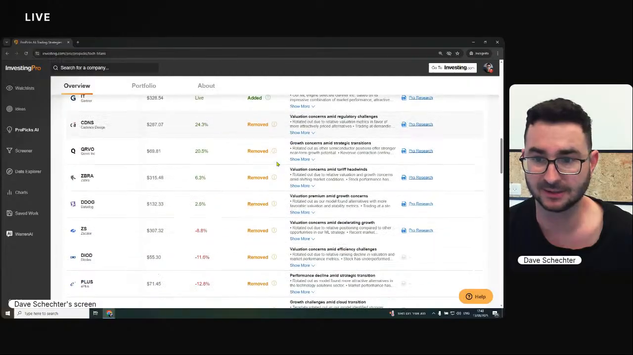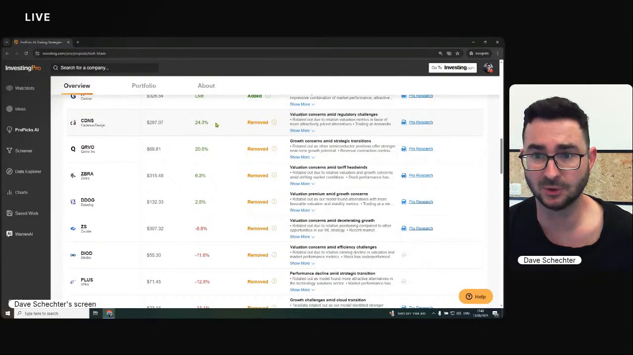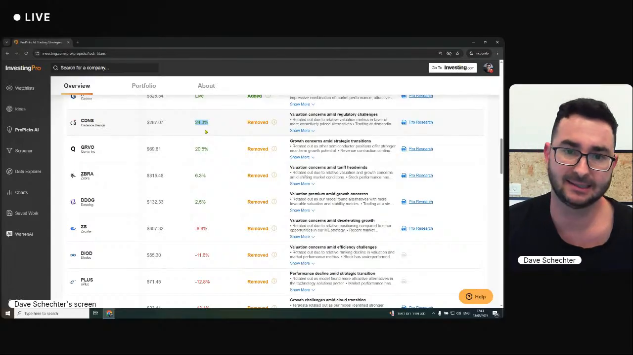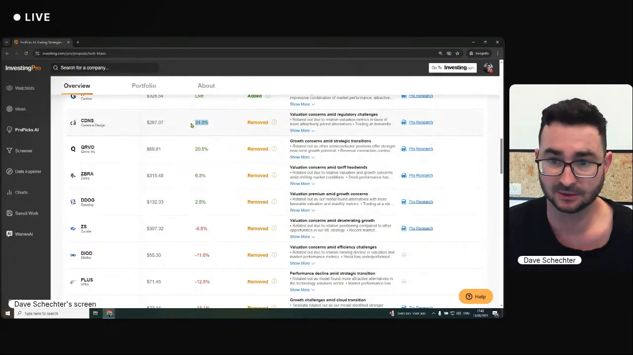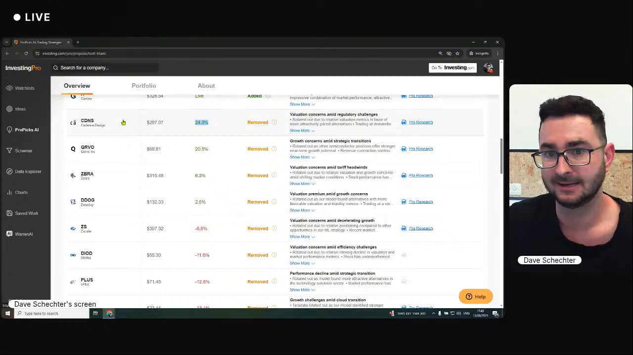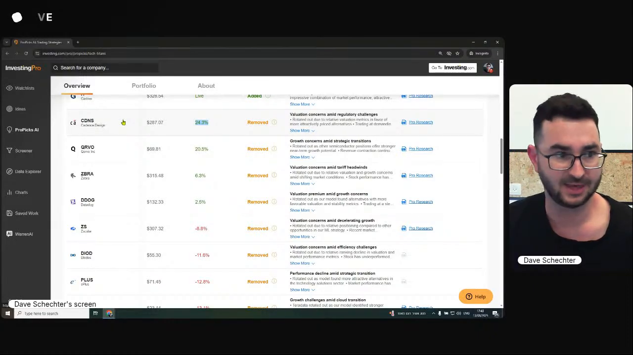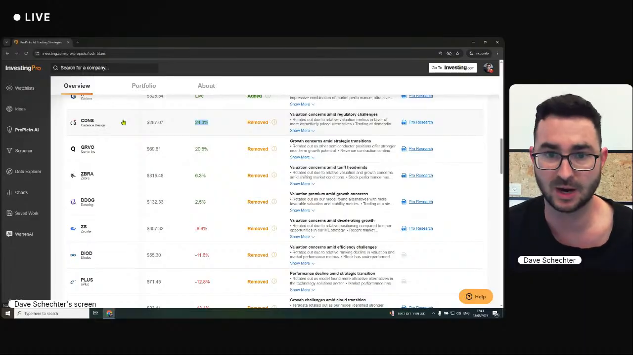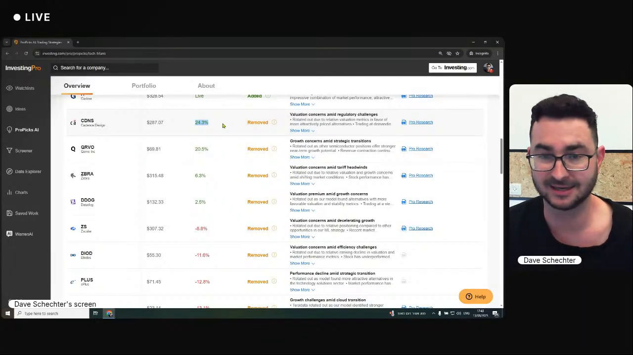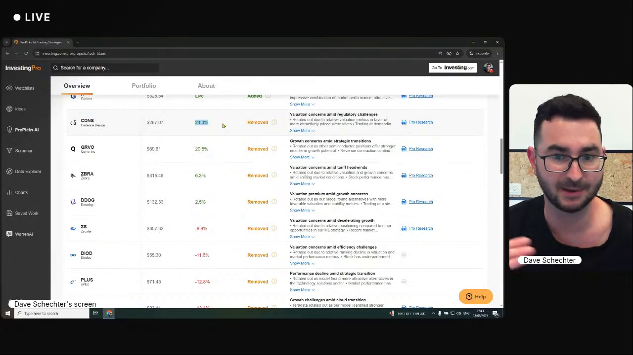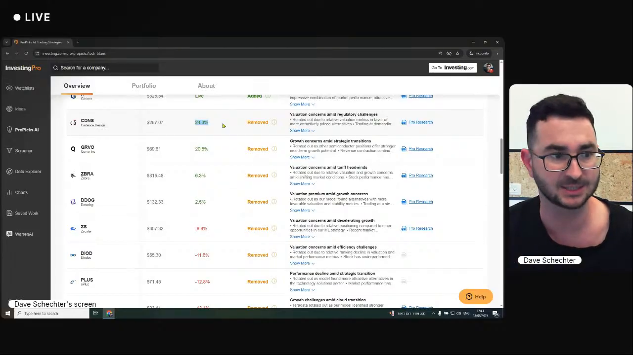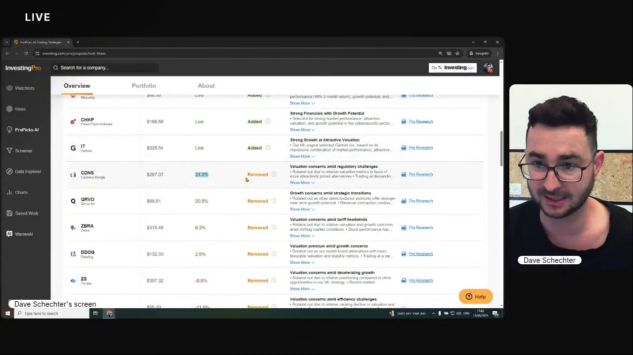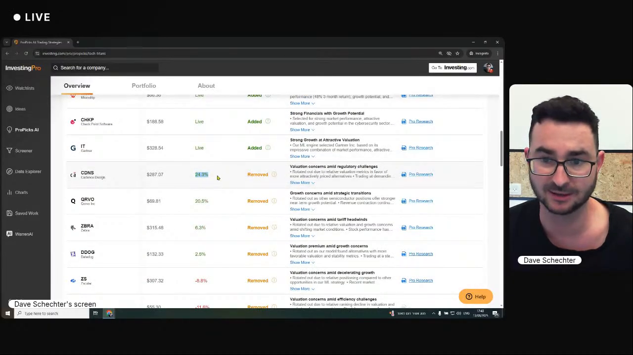If I go farther down the list, I can see remove with a gain. What this indicates is that the system identified these particular stocks as having less upside than a potential incoming stock into the strategy, and this is why it was removed. It doesn't mean that this is necessarily a sell indicator. It just means that there was a better opportunity that our system had identified, and that's why it was removed from this particular strategy. So that's why you'll see removed in red with a green gain.